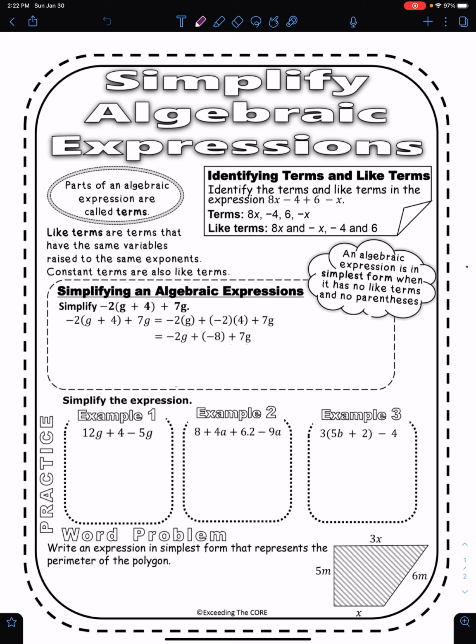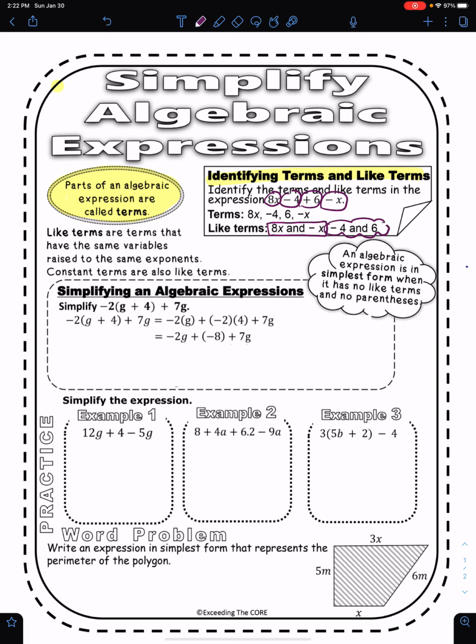Alrighty, let's just read through this. Again, some of it's going to be a repeat. It says parts of an algebraic expression are called terms. We put that on our vocab from last time. Identifying terms and like terms. Remember that terms are separated by addition or subtraction signs. So this has 4 terms. And then the like terms would be the ones that have the same variable. So these two have an x, these two are constants without an x, and so those are like terms.